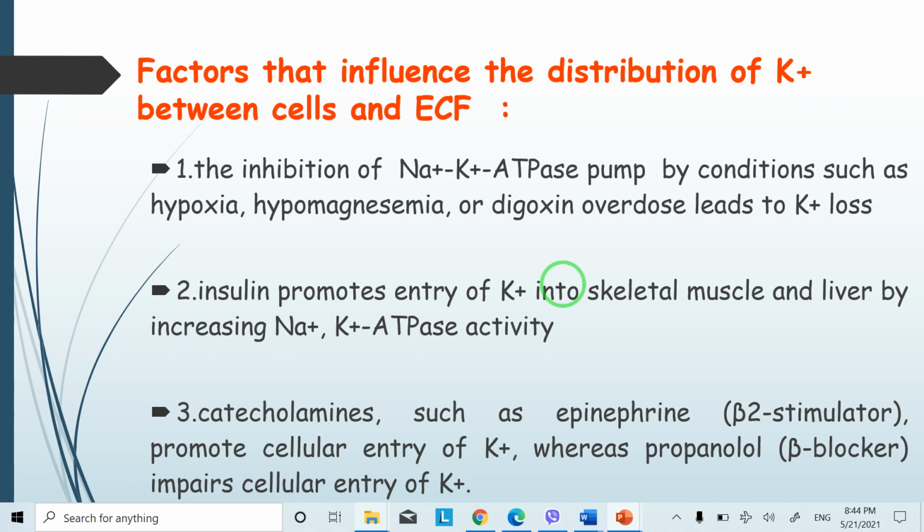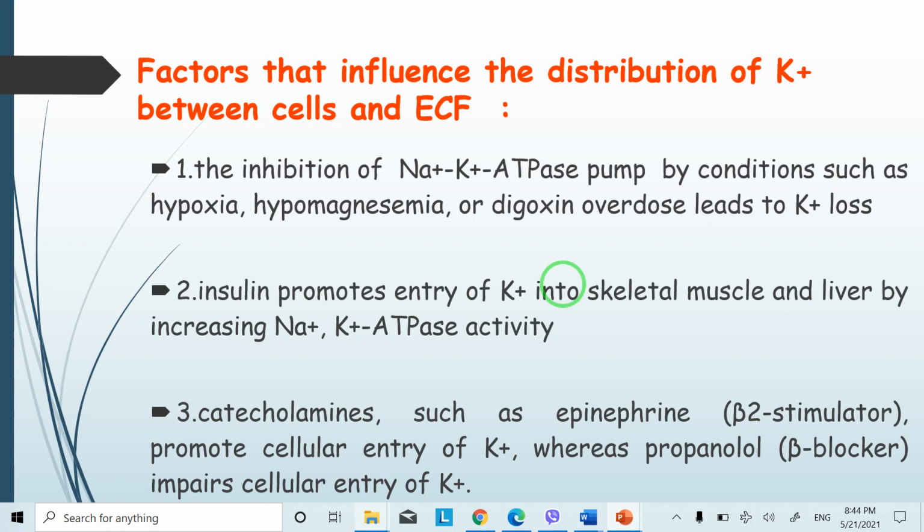for example, excessive digoxin, which is the drug used in heart disease, in case of low level of magnesium, in case of hypoxia, any of these will lead to inhibition, and we have other causes than these, any cause that will lead to inhibition of the pump of sodium continuously to outside the cell and potassium to inside the cell. If this is inhibited, we cannot maintain this concentration gradient, and the potassium distribution will be disturbed.